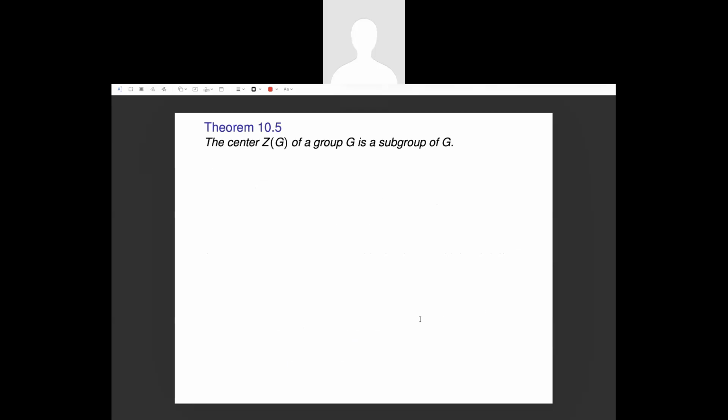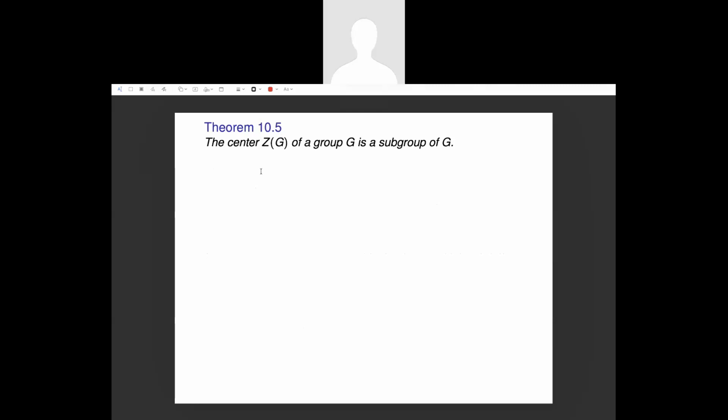Okay, now the question is: is the center of G a subgroup of G or not? Think about this. There is a result, and we can say this is a proof. We have to show that E is an element of the center of G, since E clearly commutes with every other element of G. So we can say that the center of G is clearly non-empty, so the first condition is satisfied. Now we take any two elements A and B of the center of G.